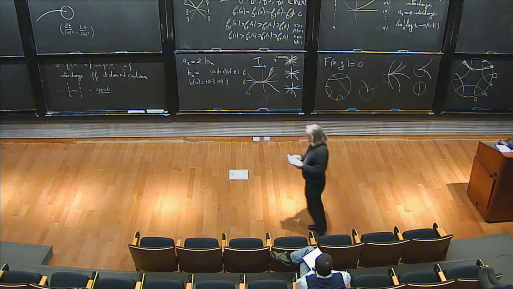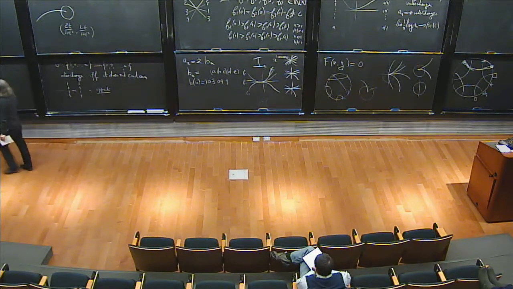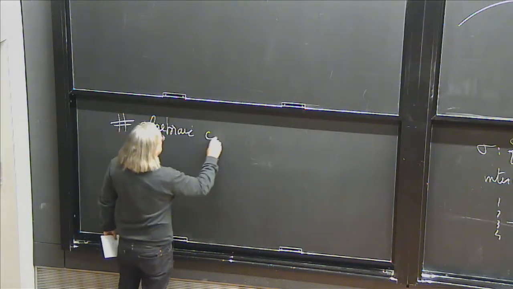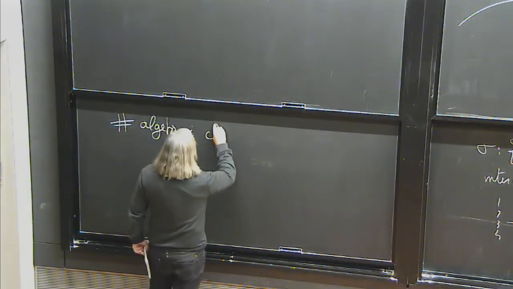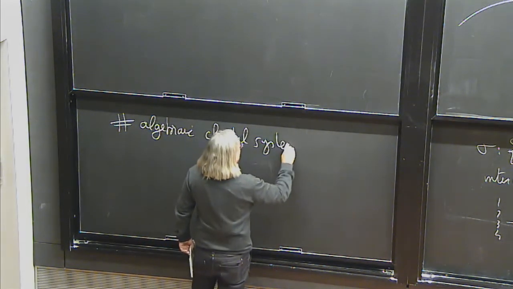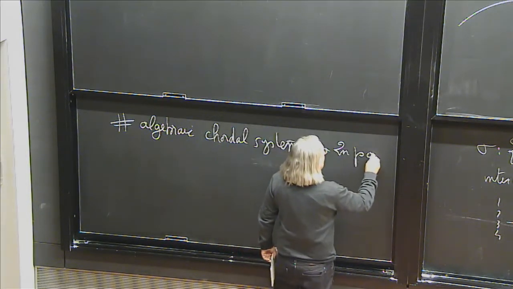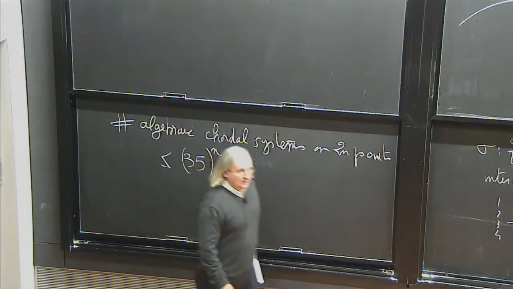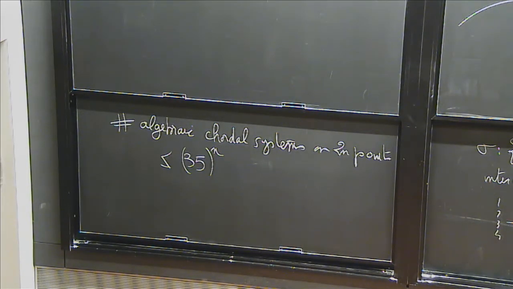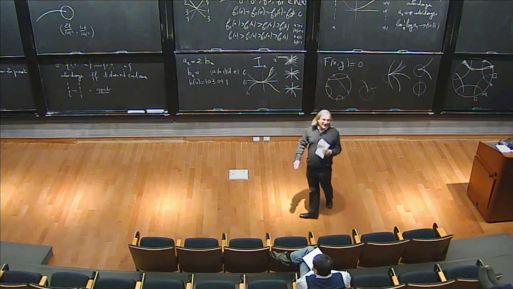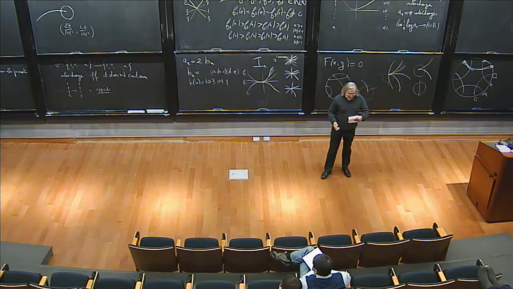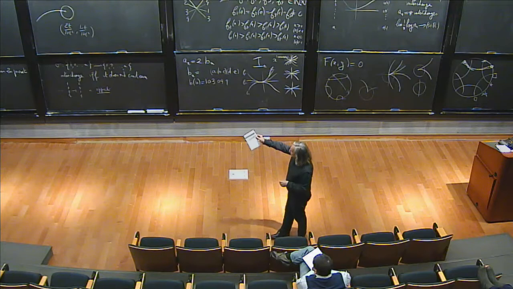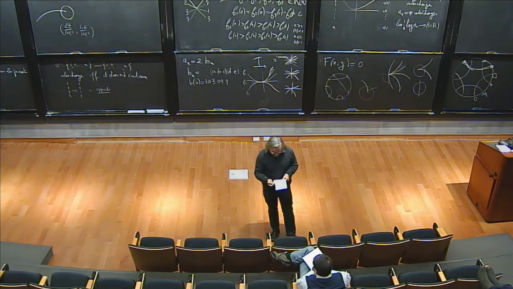I don't know the answer. What I know is this. The number of, let me call it algebraic chordal, with an H or not? Yes? Chordal system on 2n endpoints. The best I could do is that this is less than 35 to the n. This is the best I can do. It's better than n to the n, so it's certainly most chordal systems are not algebraic, but I would like to be able to understand the generating function for this number of chordal systems, but I cannot do it.